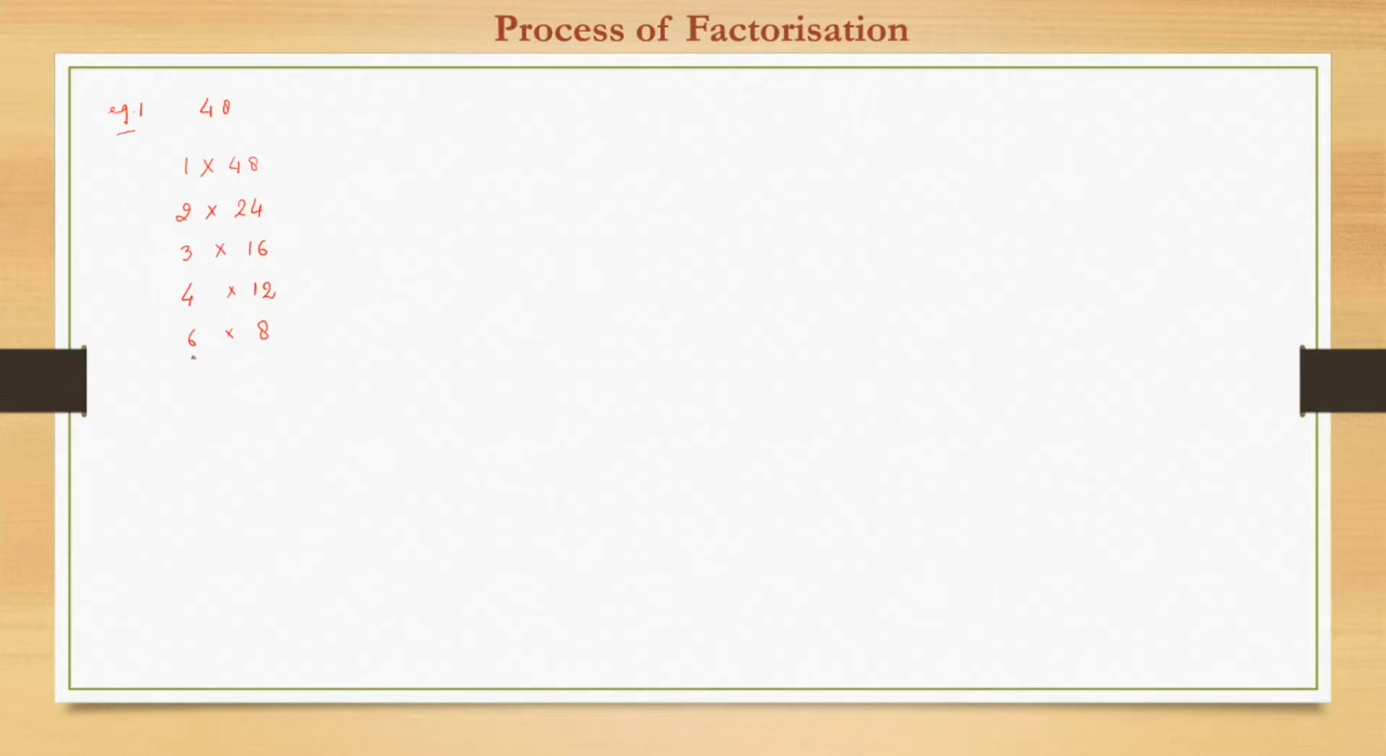Now what is the next number? After 6, 7 will not divide 48, but the next number 8 will divide 48, 8 into 6. But we see this is just a repetition of this pair.